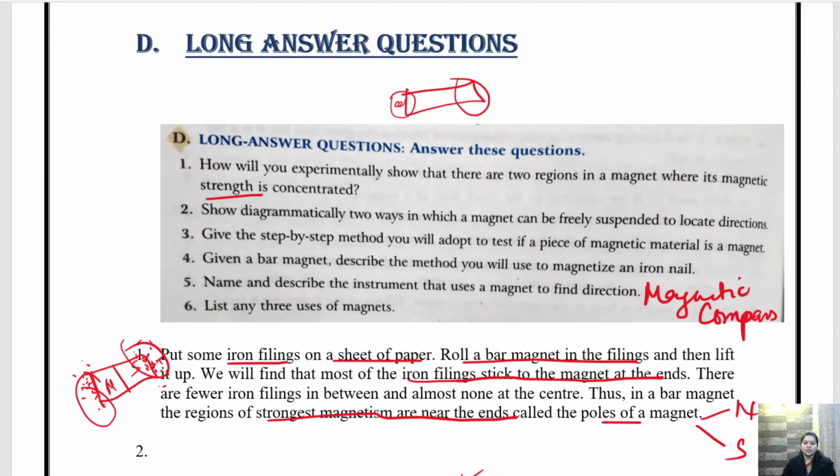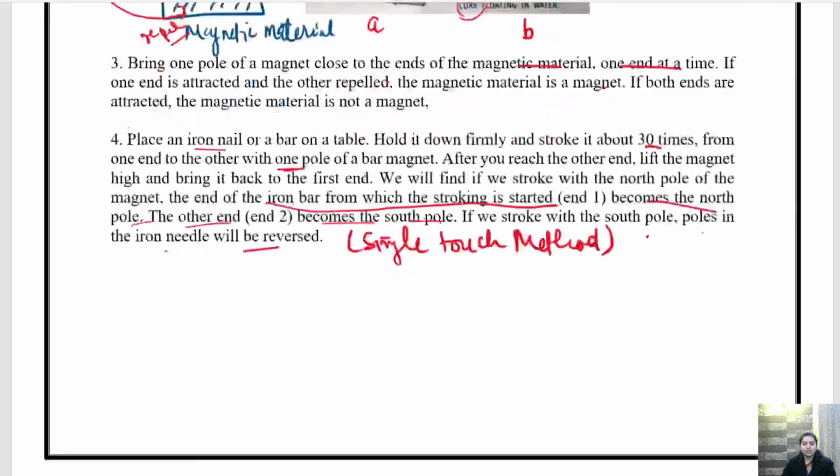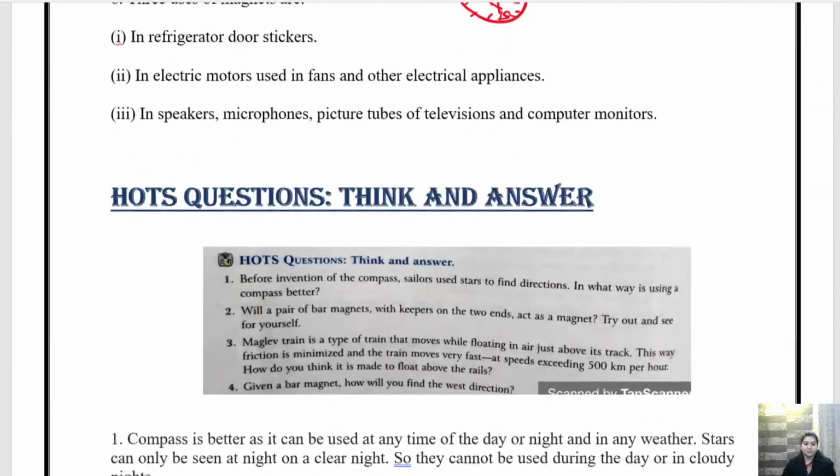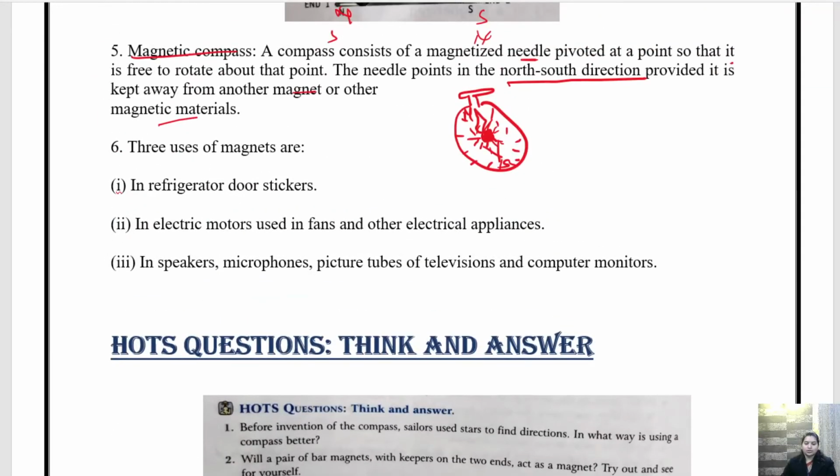List any 3 uses of magnet. So what are the 3 uses of magnet, children? Quickly. So where are magnets used? Magnets are used in refrigerator door stickers. It is used in electric motors, used in fans and other electrical appliances, in a speaker, microphones, picture tube of television and computer monitors. Okay, so even they are used in ATMs and solar panels.